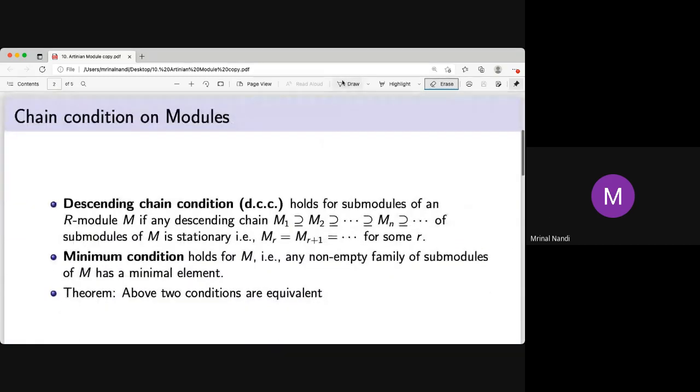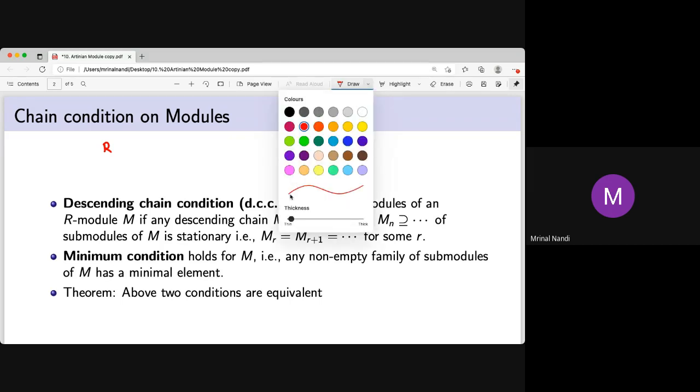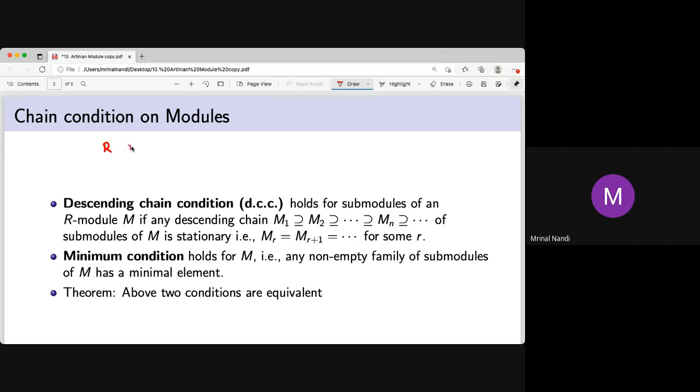Now, chain conditions on modules. There are different chain conditions on modules. We first have the descending chain condition, sometimes called DCC. We say the descending chain condition holds for submodules of an R-module M. Here R is taken to be a ring with unity, R with 1. We always assume R with 1, which may not be commutative, though you can assume commutative for simplicity.